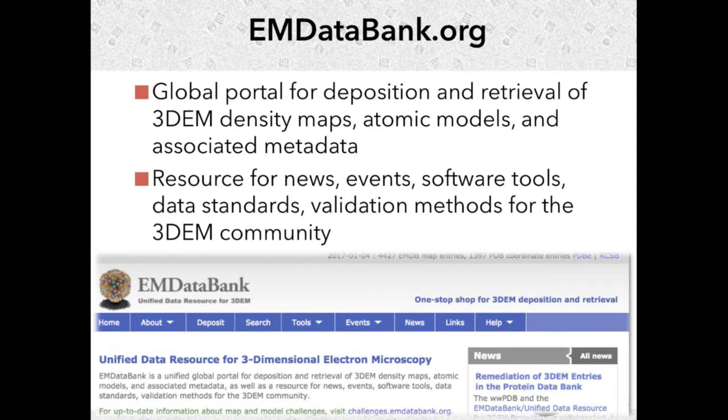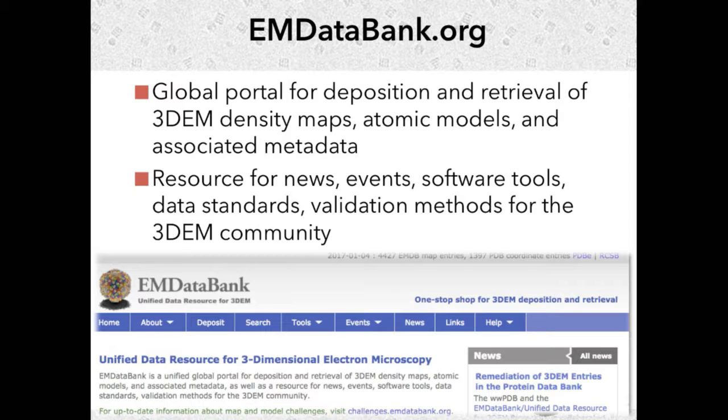So emdatabank.org, this is the consortium that I was telling you about. We collaborate with the NCMI group at Baylor College of Medicine. Wachu is the PI of the project, and then we have our group at Rutgers, and then there's a small group at EBI as well. So we have this website, EMDataBank.org, which you're welcome to go to and take a look around.